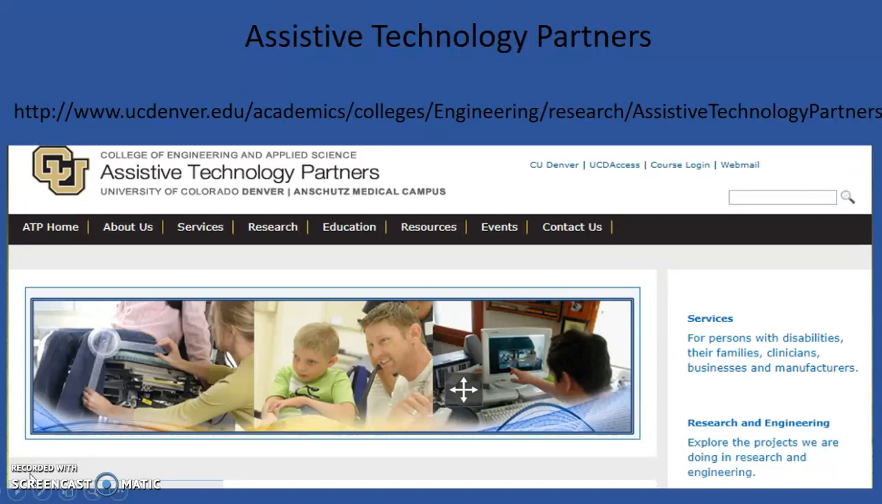For the last part of this lecture, I wanted to introduce you to the University of Colorado at Denver's College of Engineering and Applied Sciences and their assistive technology partners. You can see from the tabs below all the different areas that they have information on, which are all relevant to our work here. Their mission is to empower individuals with disabilities to achieve their highest potential through assistive technology. They provide clinical services, consultation, education, research, and innovative technology development. I would highly recommend looking at their site.